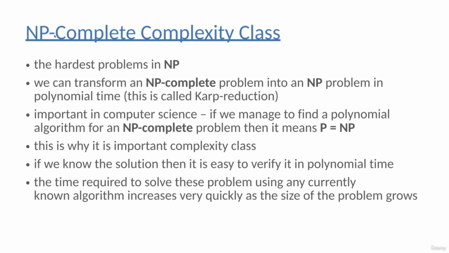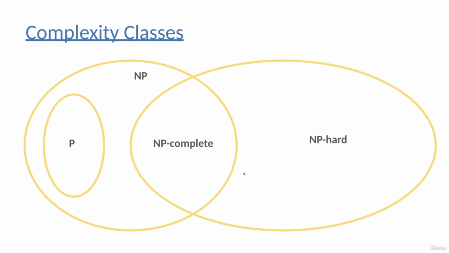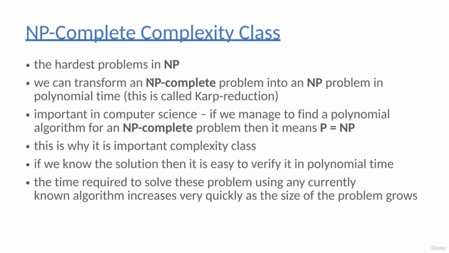Okay, what about the NP complete class? These are the hardest problems in NP. So this is what we have been talking about a few minutes earlier, that NP complete problems are the hardest problems in NP. And by the way, we can transform an NP complete problem into an NP problem in polynomial time. This is called Karp reduction.